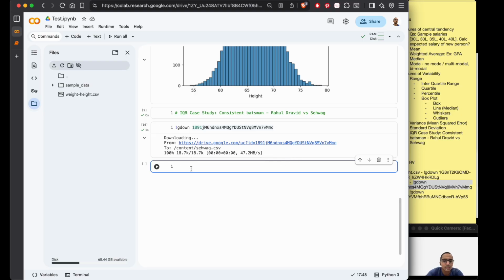Now let us load the dataset, df equal to dravid.csv. So you see here we got the dataset. sehwag.csv, df.head.